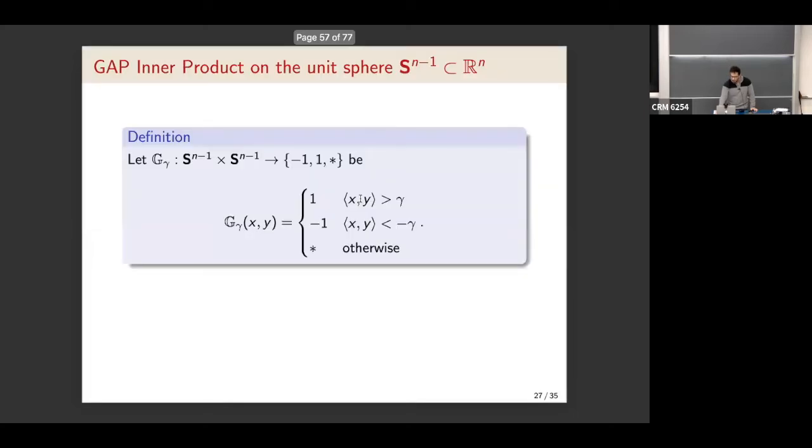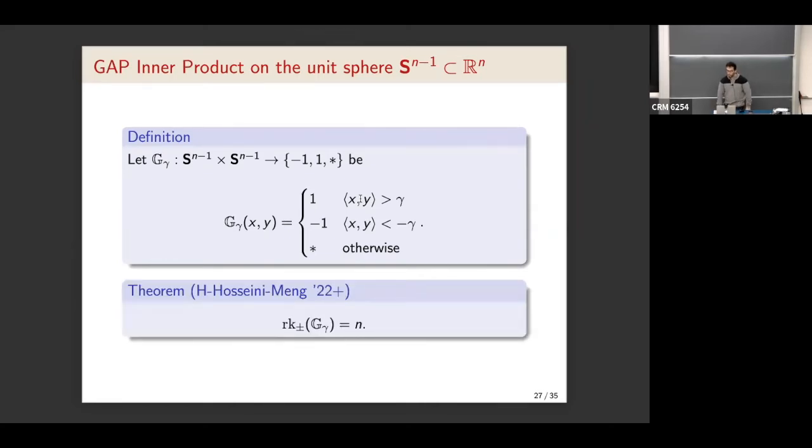Yeah, so the key is to look at the continuous setting. Instead of looking at that gap Hamming distance, we just look at the whole sphere. So I'm defining this gap inner product function, which takes two points on the sphere S^(n-1), which is the sphere in R^n. You take x and y and look at their inner product. These are unit vectors, so the inner product is between 1 and -1. If it has large margin, if the inner product is larger than gamma, the value is 1. If it's less than minus gamma, it's -1, and it's undefined otherwise. So it's an infinite by infinite matrix, indexed by the sphere S^(n-1).